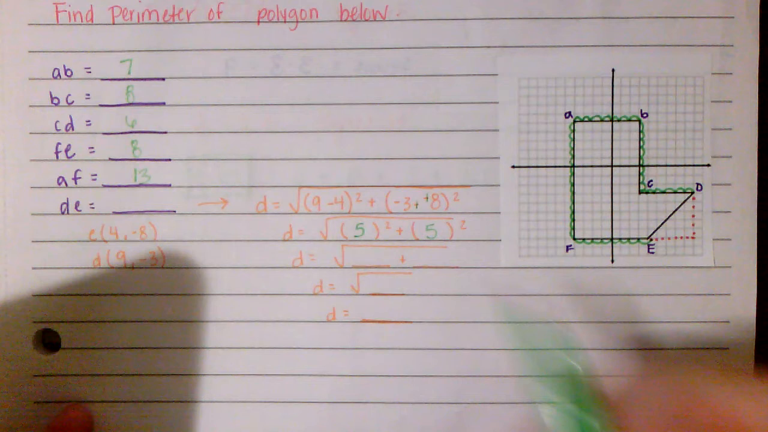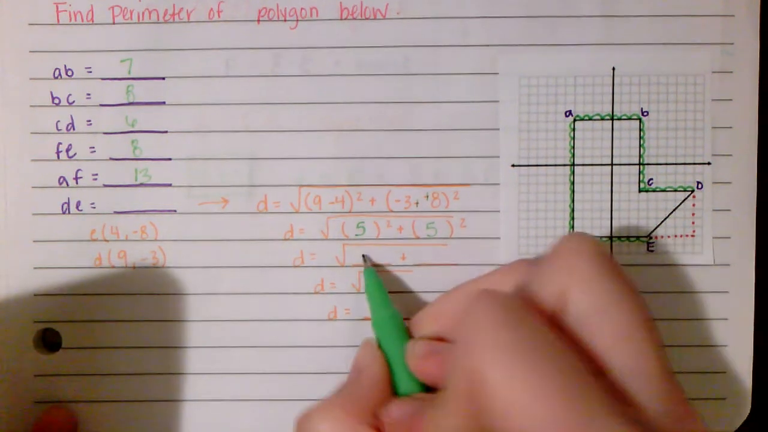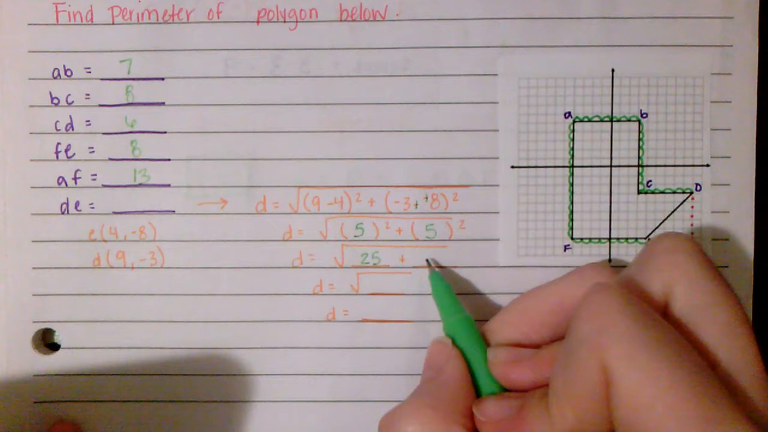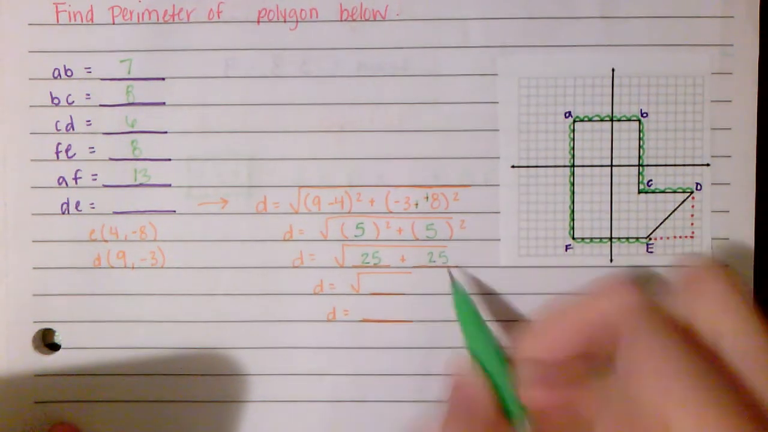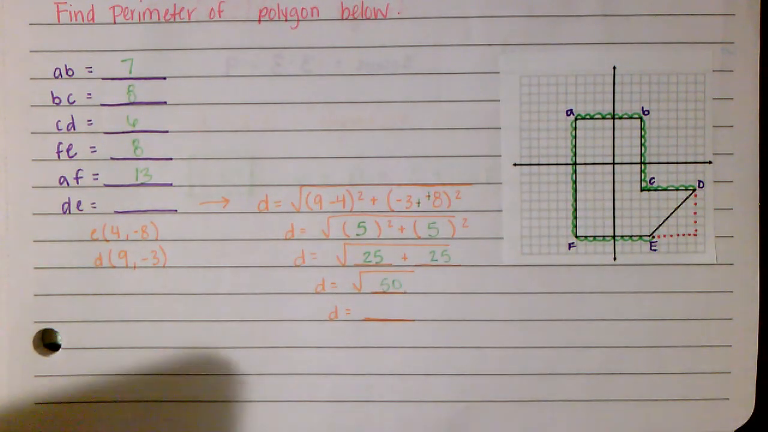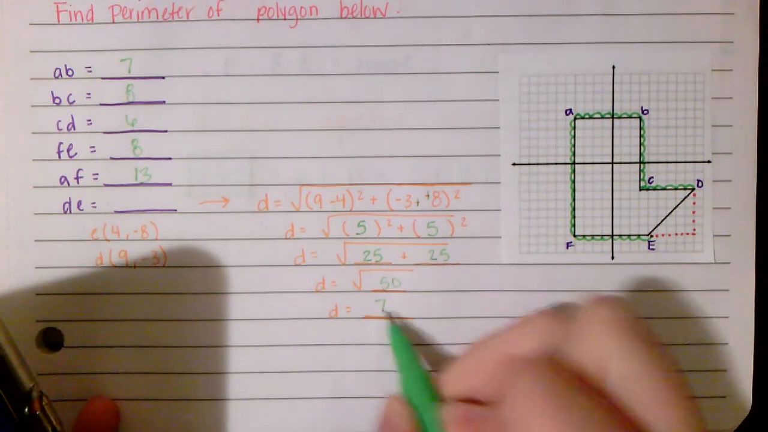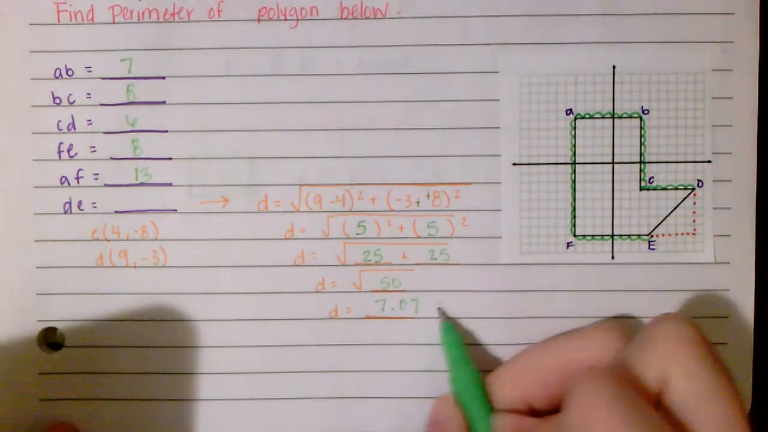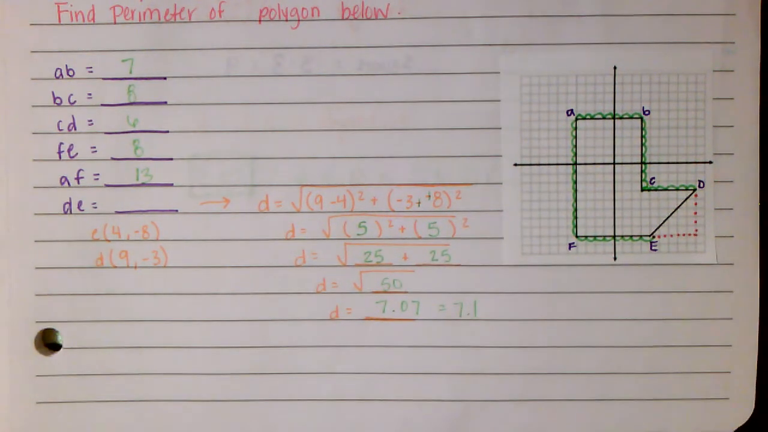So what is 5 squared? Well, 5 times 5 is 25. And same thing over here, 5 squared or 5 times 5 is 25. Well, 25 plus 25 is 50. So at this point, all you have to do is say, well, what is the square root of 50? And it is 7.07. So you can round that up to 7.1 if you'd like to.